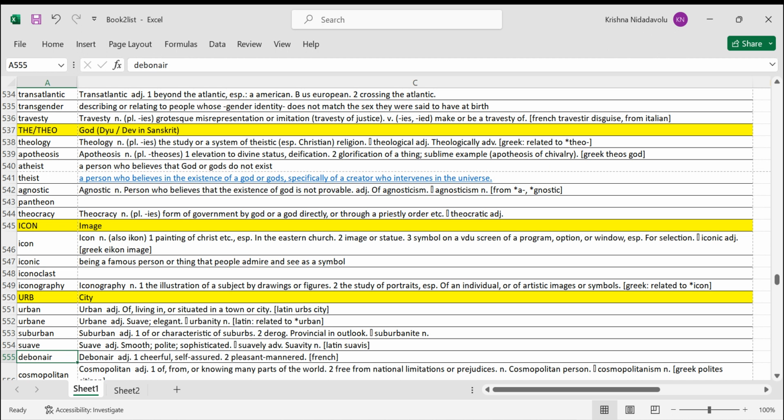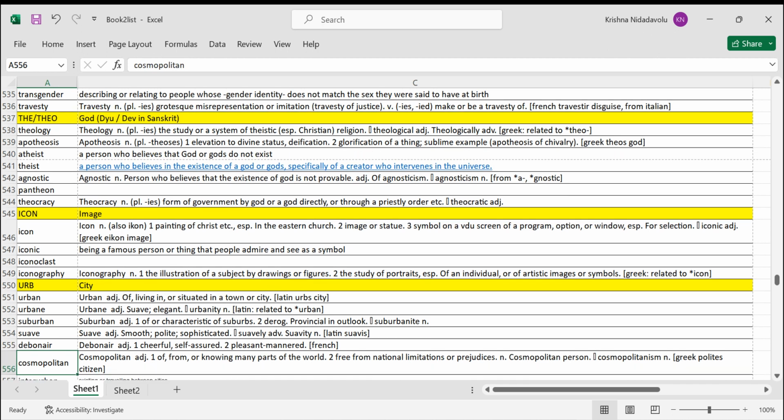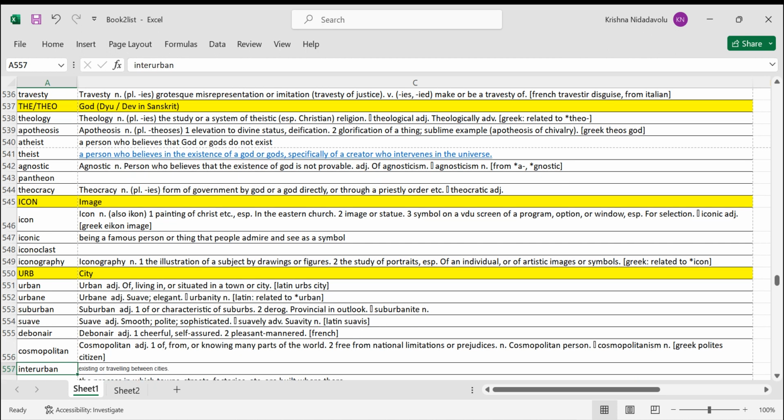Cosmopolitan, who has visited multiple parts of the world. He is a cosmopolitan. He is free from prejudices because he has visited multiple places. He generally appreciates everything. He doesn't have any country-specific limitations or prejudices. Interurban, city trains, let's say. These are traveling between urban areas, between two different cities.